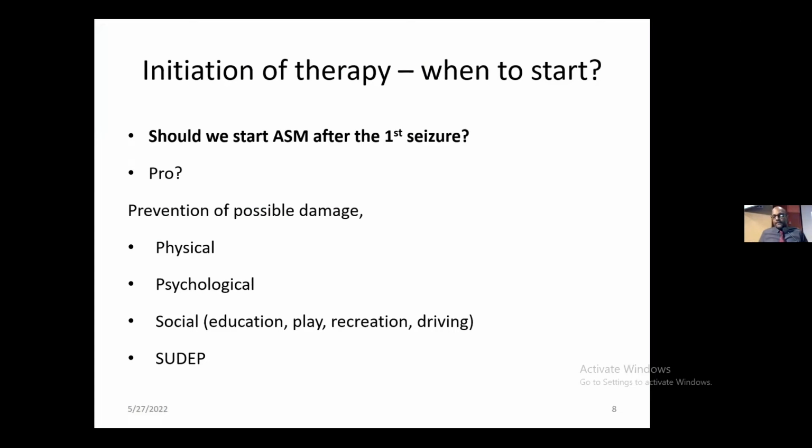So this is the question which we discussed even before. Should we start anti-seizure medication after the first seizure? There are two ideologies or two schools of thought. Some would say to start, just to prevent the physical, psychological, and social damage, and maybe the risk of the patient going into SUDEP. And the social, of course, we have to think about play, recreation, driving, and the occupation for sure.